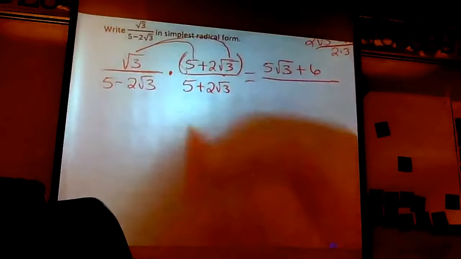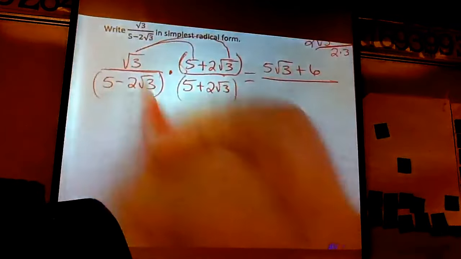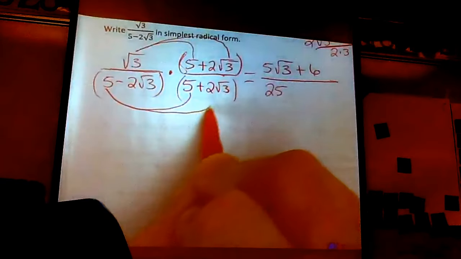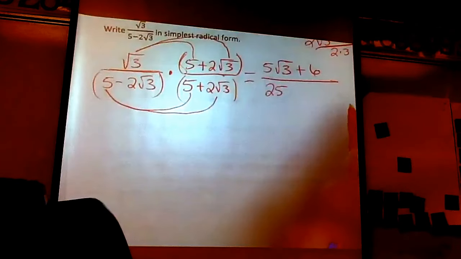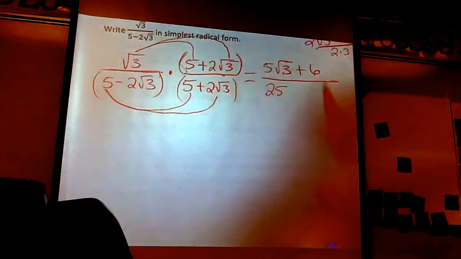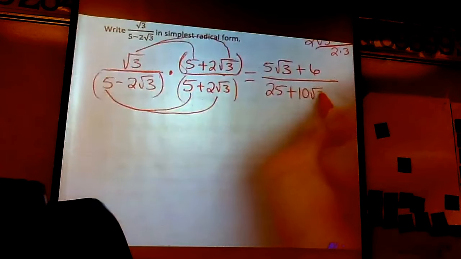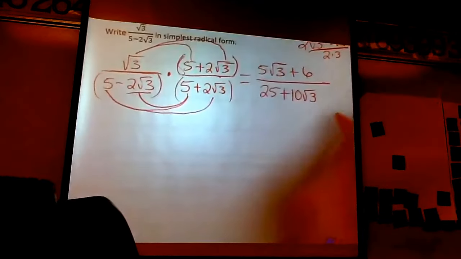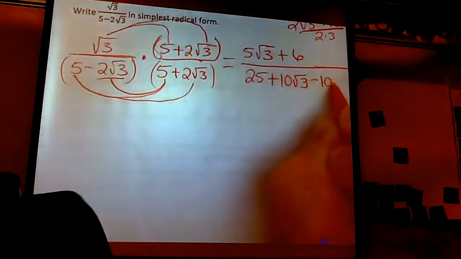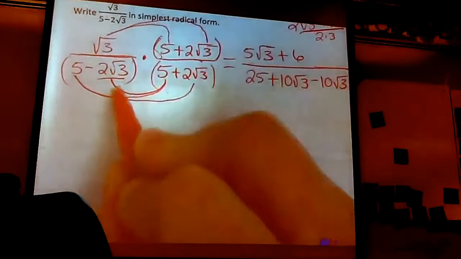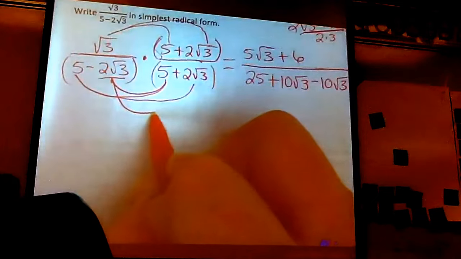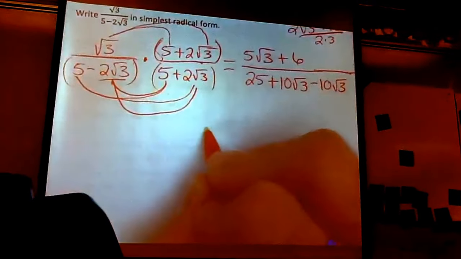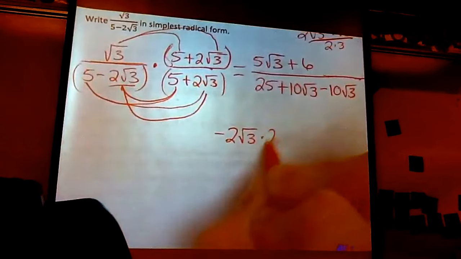And then on the bottom, it's just a big old distributive property. 5 times 5, 25. 5 times 2 square root of 3, 10 square root of 3, plus 10 square root of 3. And now we'll go to this one, negative 2 square root of 3 times 5, negative 10 square root of 3. And then negative 2 square root of 3 times positive 2 square root of 3.